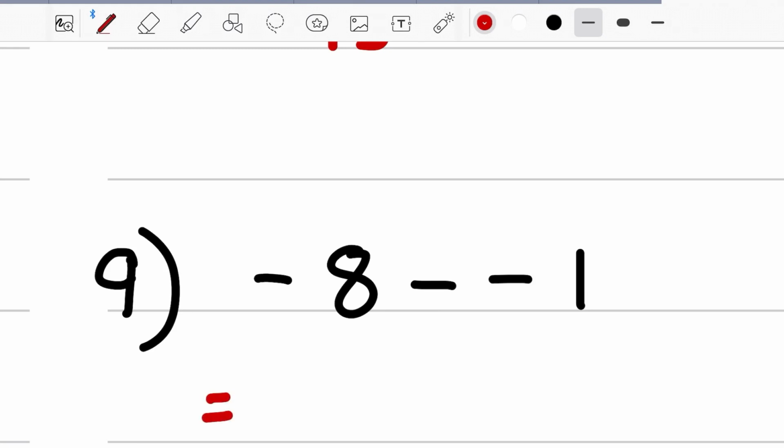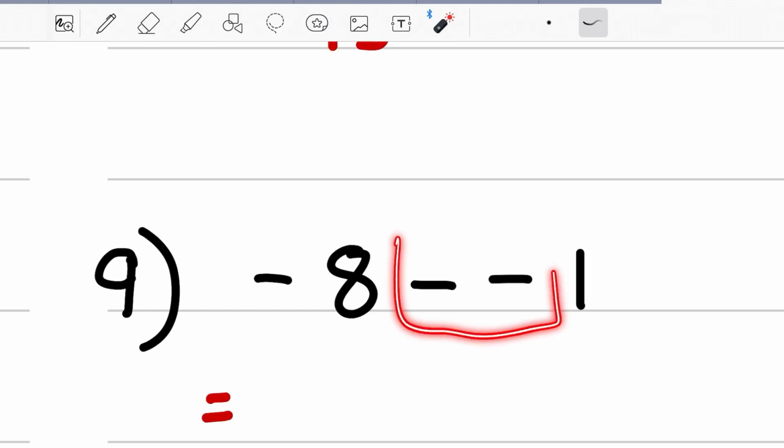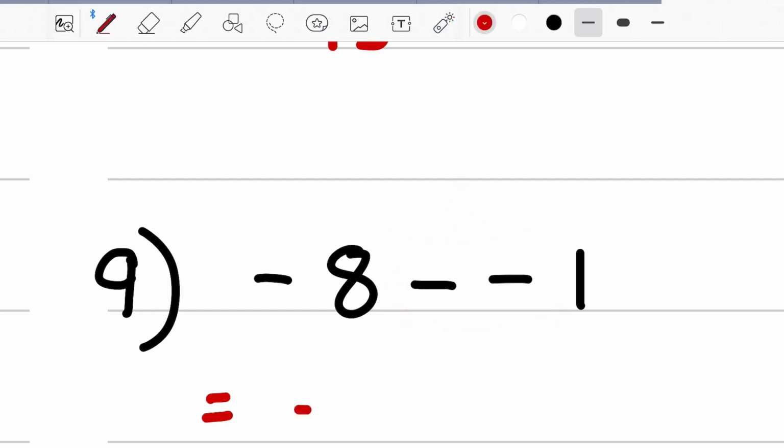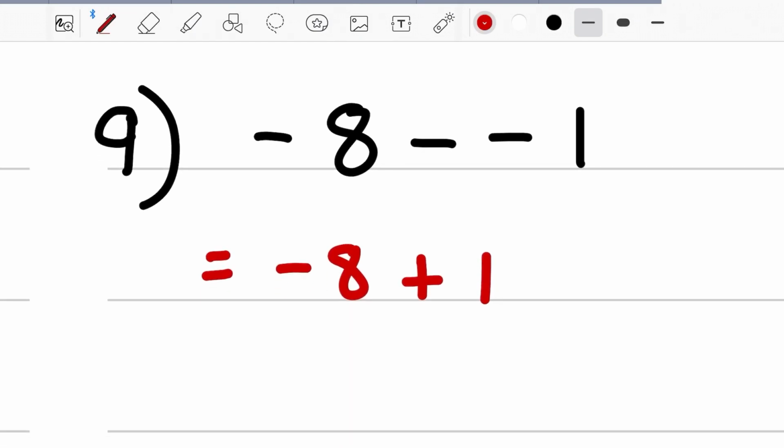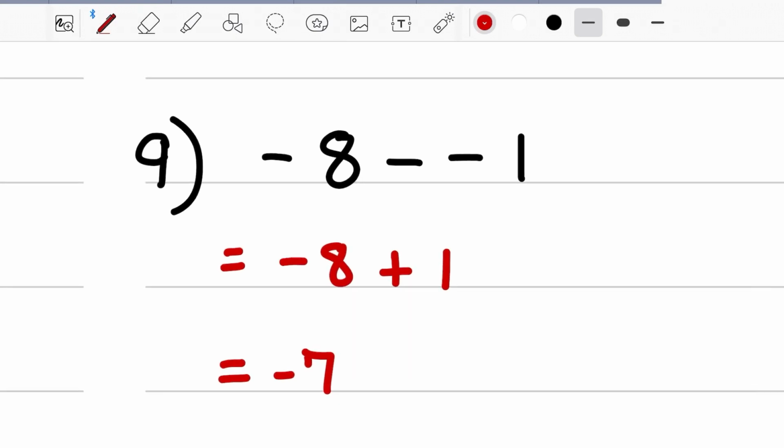For question 9, we have minus 8 minus minus 1. Our adjacent signs occur here, so that's what we simplify. We can leave that minus 8 like that, and then we have minus minus, which becomes a plus. So now we have minus 8 plus 1. The signs are different, so we subtract: 8 minus 1 is 7. And the sign of your bigger number is negative, so your answer is negative 7.